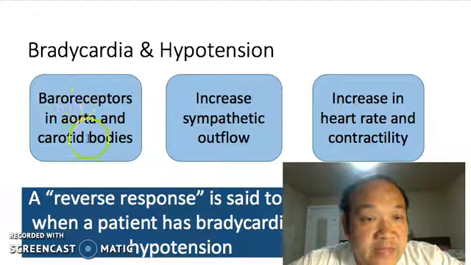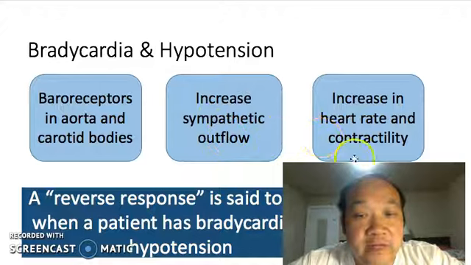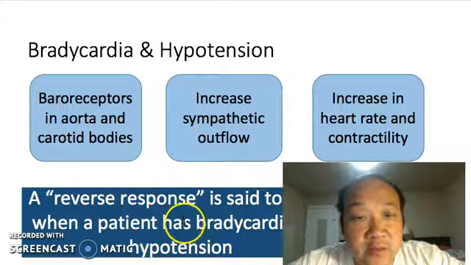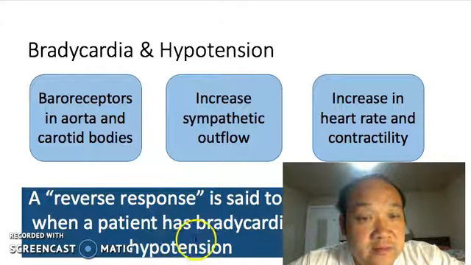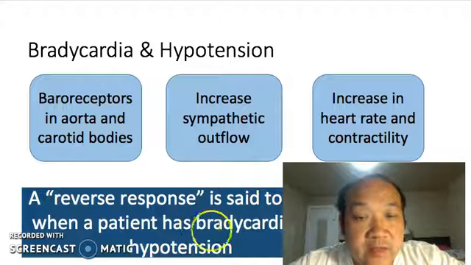Typically, baroreceptors in the carotid arteries and aorta respond to hypotension by increasing sympathetic outflow, thus increasing heart rate and contractility. A reverse response is said to occur when a patient has bradycardia and hypotension. The following 5 cases represent common causes of bradycardia and hypotension.